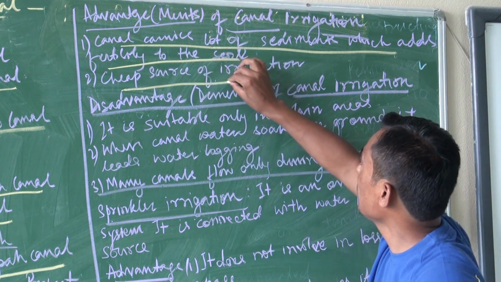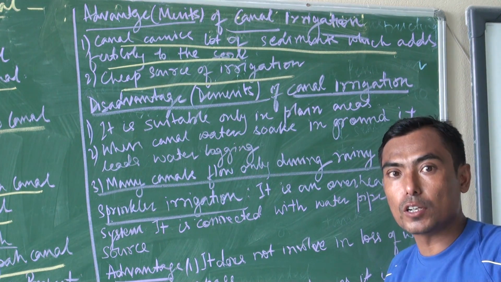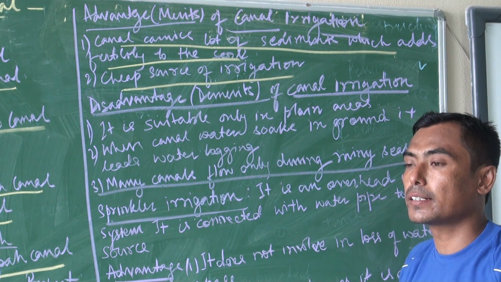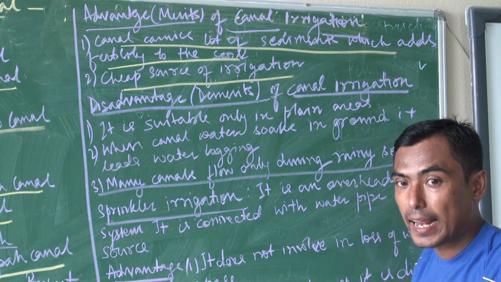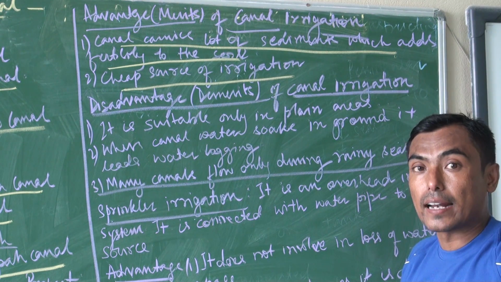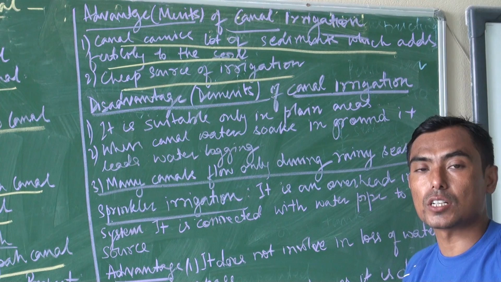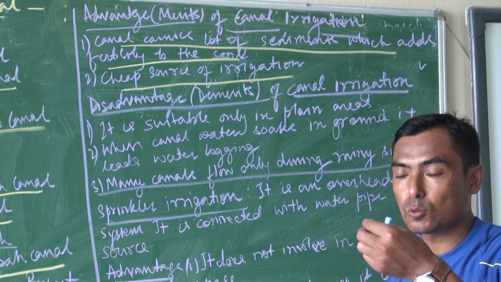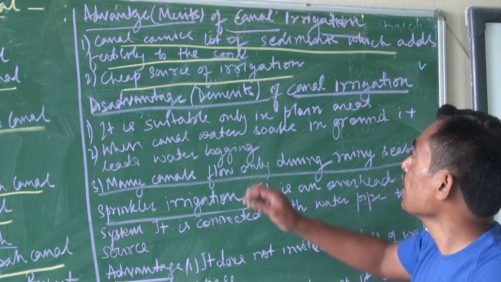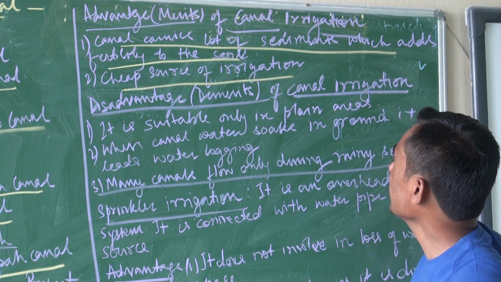Second, it is a cheap source of irrigation, because I have already told you, whenever the farmer gets water from the perennial canal, the farmer needs to pay just the maintenance charge to the agency or the government, and that is one of the cheapest sources of irrigation.